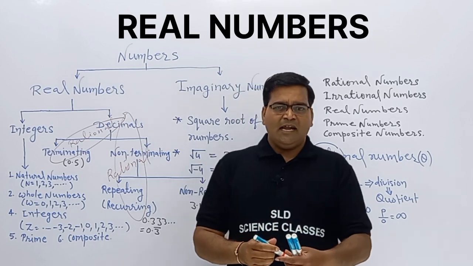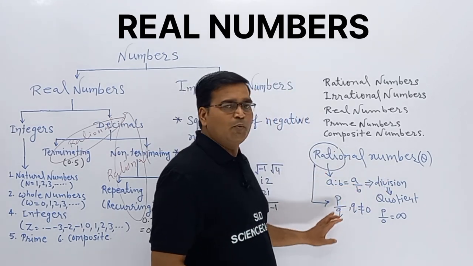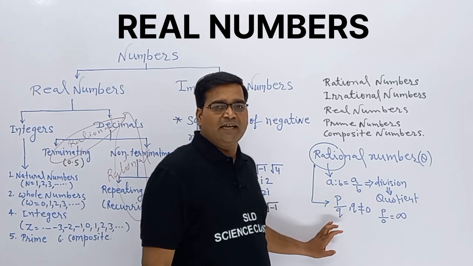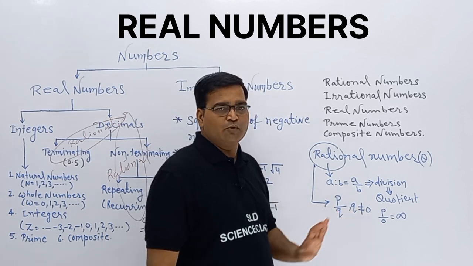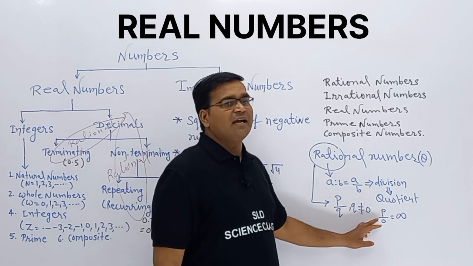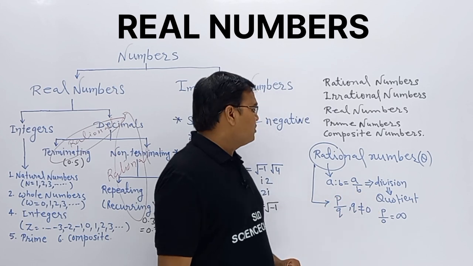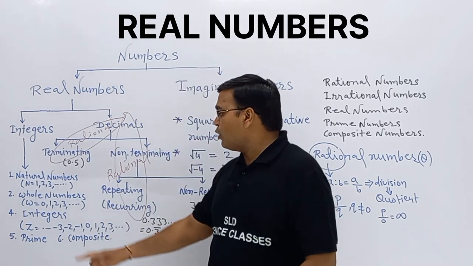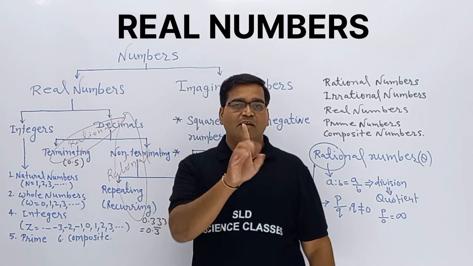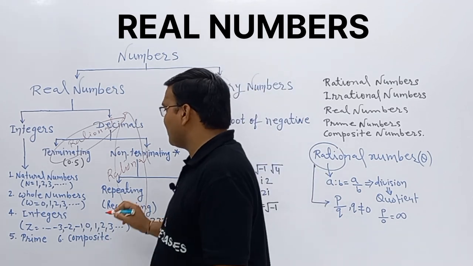So again I am revising. Rational numbers are expressed in the form of P upon Q. P and Q are integers, but Q should not be equal to 0. Why should Q not be equal to 0? Once we put Q equal to 0, we get infinity, so we cannot put it. And the second one, all integers are rational numbers.